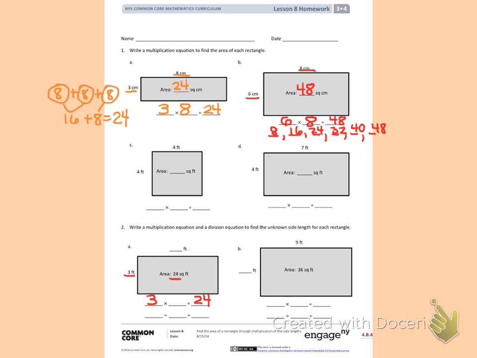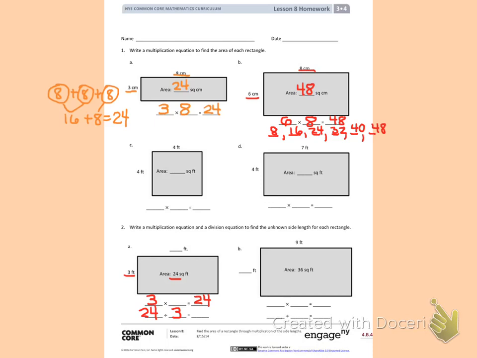Well, if I don't know, I could use division to help me figure that out. Now you know that division is the opposite of multiplication. So when you do that, you have to work backwards. So you work backwards from multiplication and do the opposite, because it's the opposite of multiplying. So I'll take the product, that's the answer to the multiplication problem, and put it first. And then I'll divide by the one side length that we do know. That's 3. 24 divided by 3.